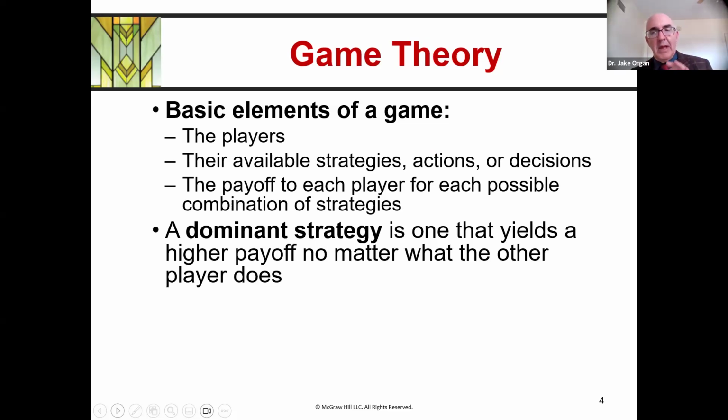And so let's define a couple of ideas. We've looked at the basic elements of a game. What is a dominant strategy? A dominant strategy is one that yields a higher payoff no matter what the other player does. So if you're in a situation where you think, okay, if I do this and they do that, I'm going to earn all this money, but even if they do the other thing, I'll still be better off than if I didn't do that act. That's what's called a dominant strategy.